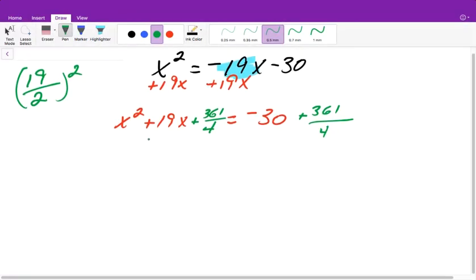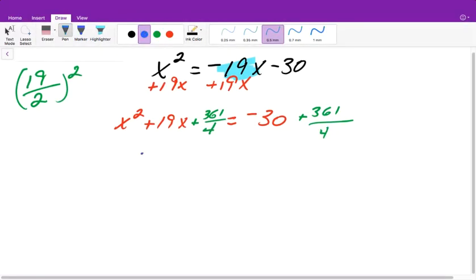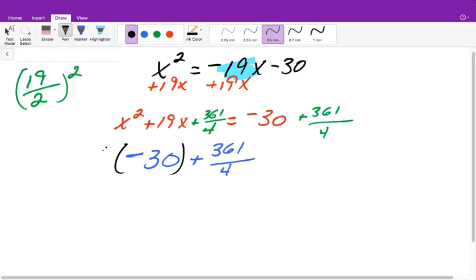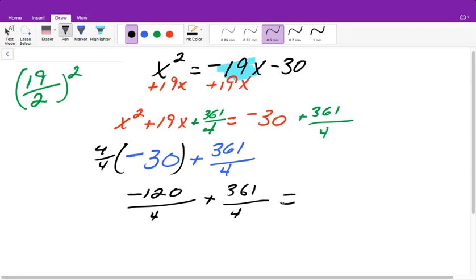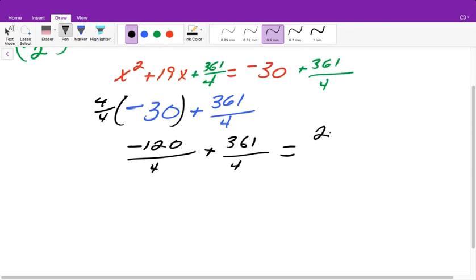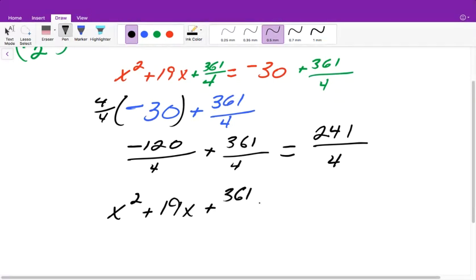So now we're going to go ahead and add these fractions. So negative 30 plus 361 over 4. Well, we need a common denominator, so we will multiply this by 4 over 4. So we'll get negative 120 over 4 plus 361 over 4. And this is going to be equal to 241 over top of 4. All right, now we're going to go ahead and factor this out. Well, let me just write this out next. So we will get x squared plus 19x plus 361 over 4 is equal to 241 over 4.